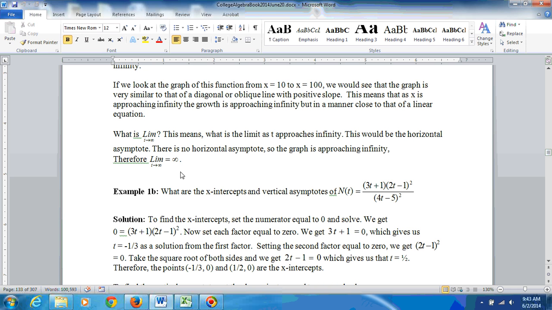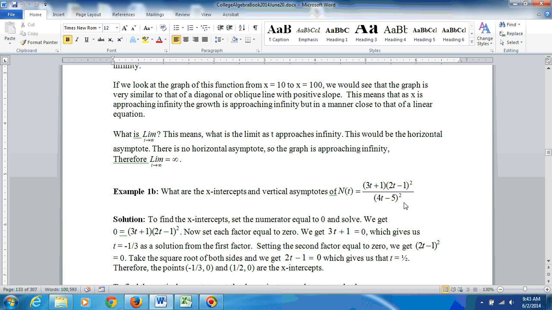Okay. Now on 1b it says, what are the x-intercepts and vertical asymptotes? Well, you find x-intercepts by setting the numerator equals 0. So we'd set each factor equals 0. Setting the 3t plus 1 equals 0, you would subtract the 1 and divide by 3 to get negative 1/3. And on the other one, the (2t minus 1) squared, you take the square root, and then you would add 1 and divide by 2 to get 1/2. So these are your two x-intercepts.